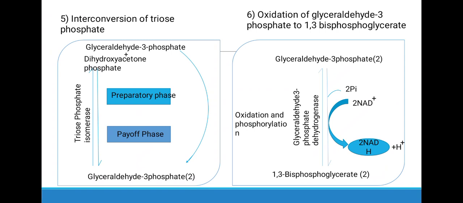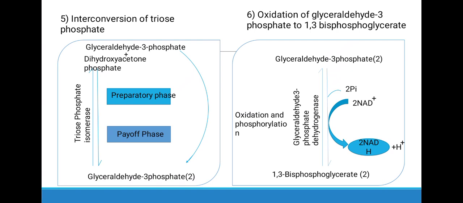Fifth step of glycolysis, interconversion of the triose phosphates. In this step, dihydroxyacetone phosphate is reversibly converted into glyceraldehyde 3-phosphate with the help of the enzyme triose phosphate isomerase.